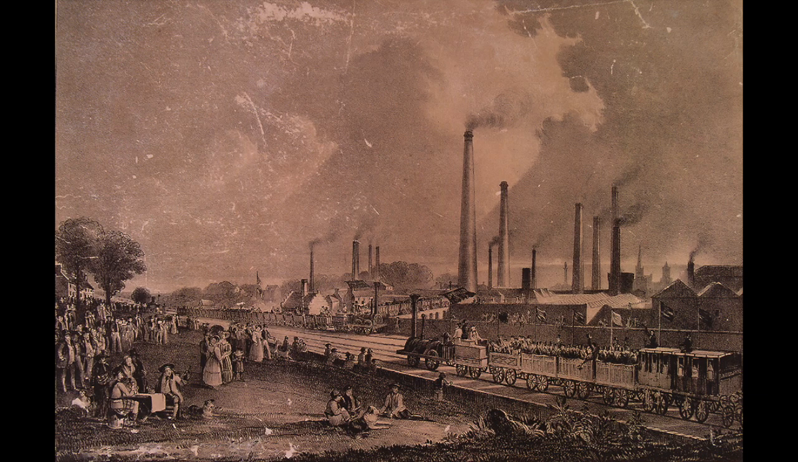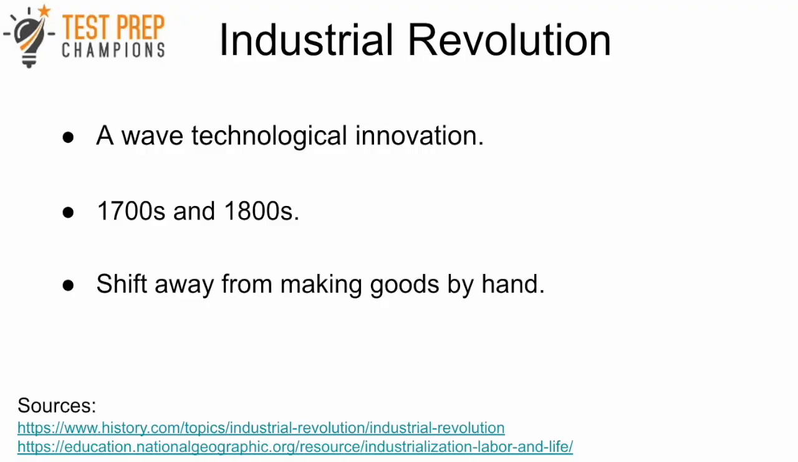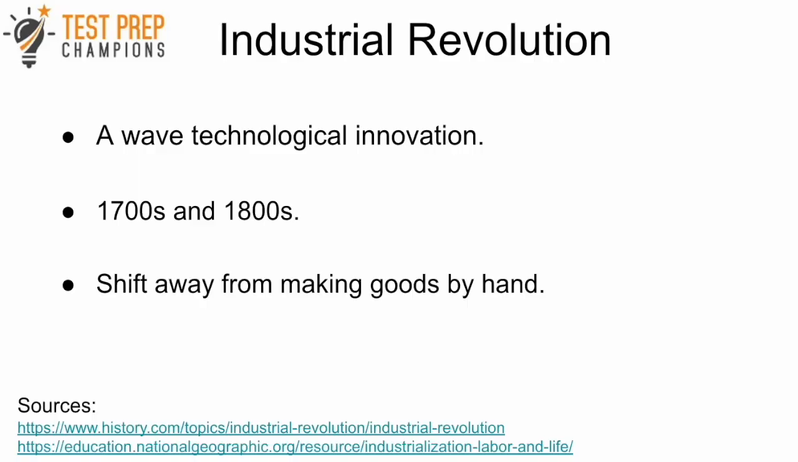This discussion would not be complete if we didn't touch on the Industrial Revolution. So what was the Industrial Revolution? Well, the Industrial Revolution was a time period of much significant and technological innovation in the 1700s and 1800s, and there was a shift away from production of goods by hand to machines, and industrialization led to significant changes in patterns of work, in family life, and in human settlement.